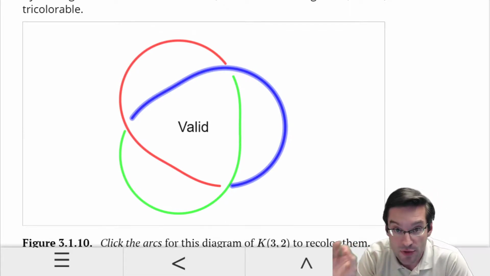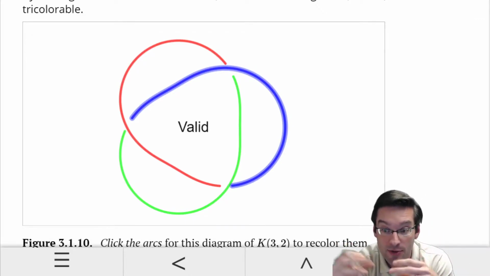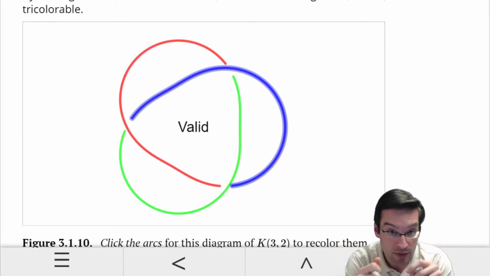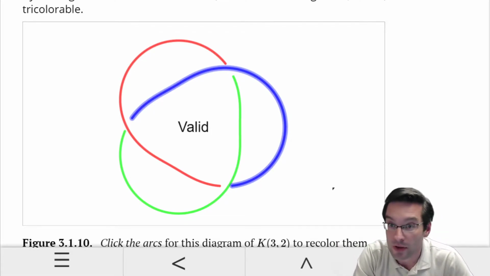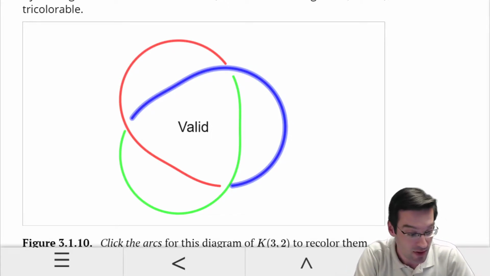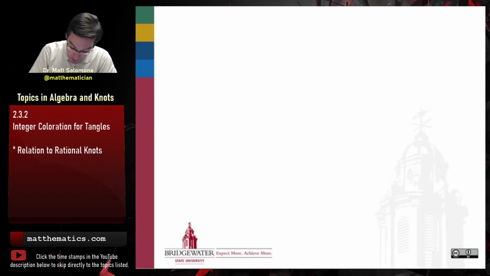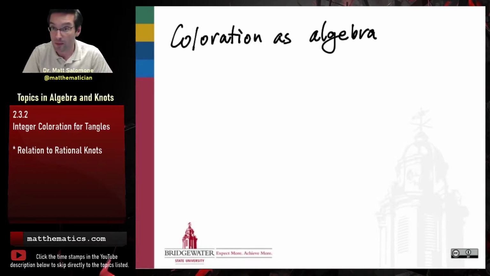Is this notion of tri-coloration algebraic somehow? How do we turn this question about all 3 colors the same or all 3 colors different? How can I turn that into something that has an algebraic or even a numerical kind of reality to it that could let us investigate it with the tools of algebra that we're accustomed to using? The idea is we want a way of making the coloration criterion into an algebra problem. Coloration as algebra.